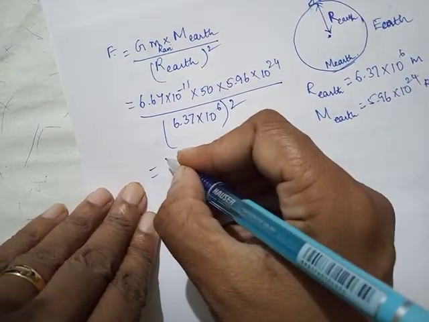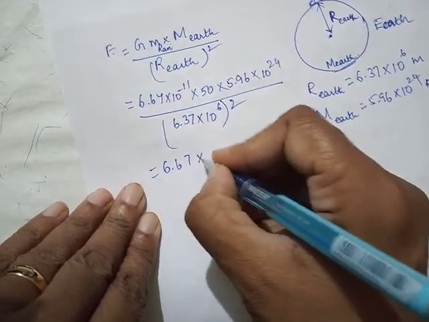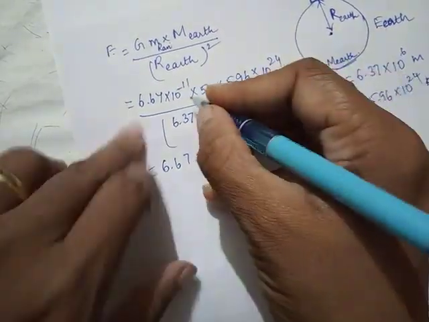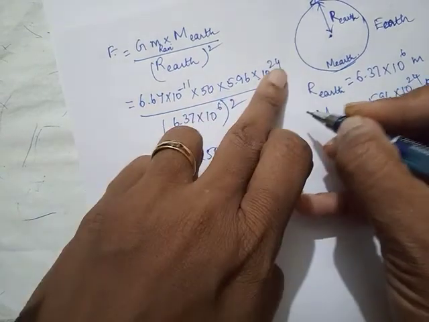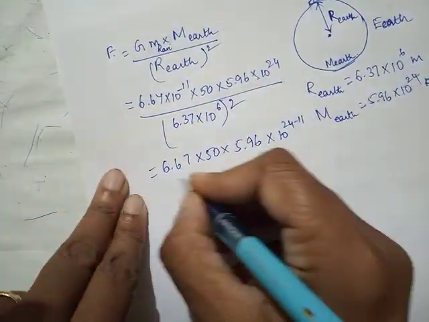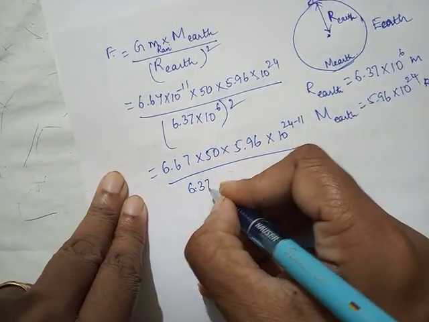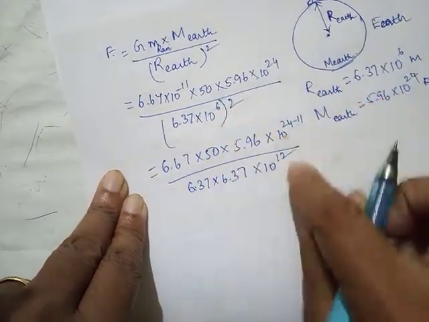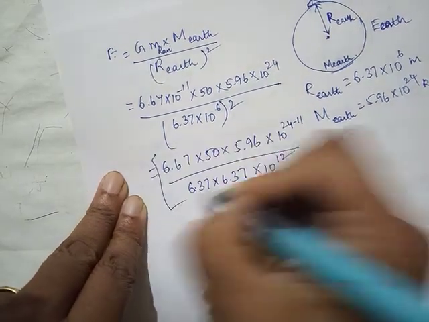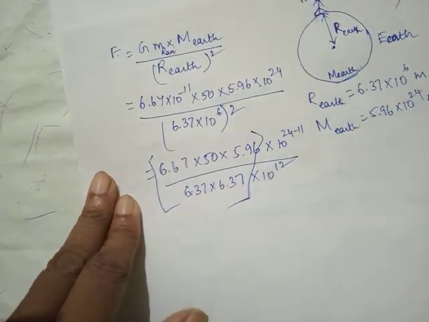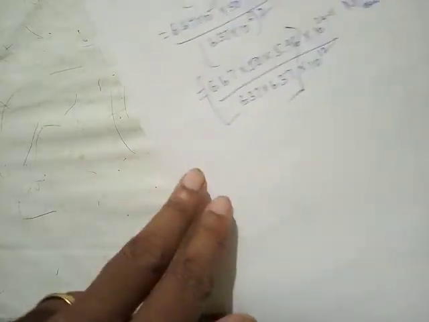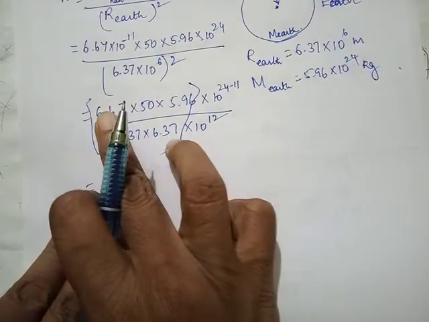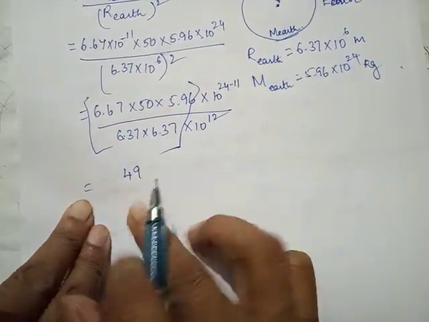Now if I solve it, I have already done it with a calculator because it might take a long time. These three numbers multiply, then the powers 10 to the 24 minus 11, upon 6.37 into 6.37 into 10 to the power 12. Now the value of this alone, I did in the calculator, comes out to be 49. If you want, you can check. This into this into this upon this into this comes out to be 49.